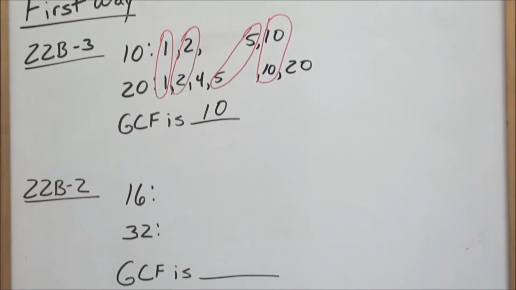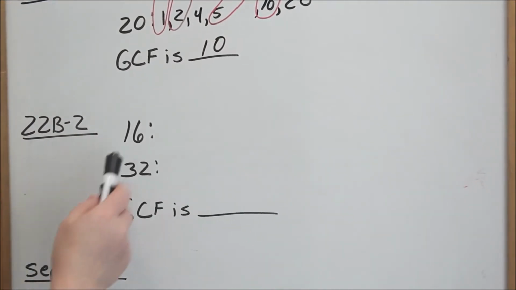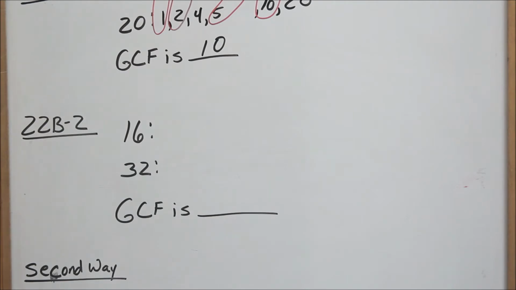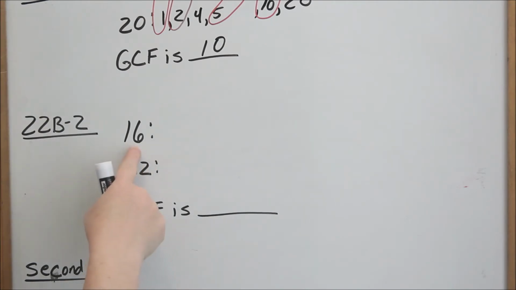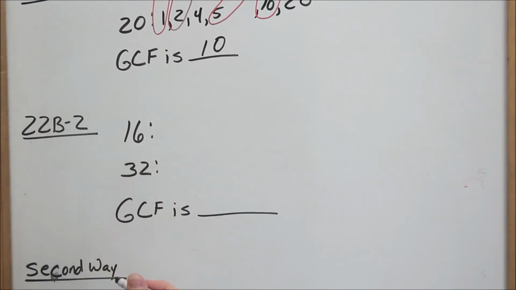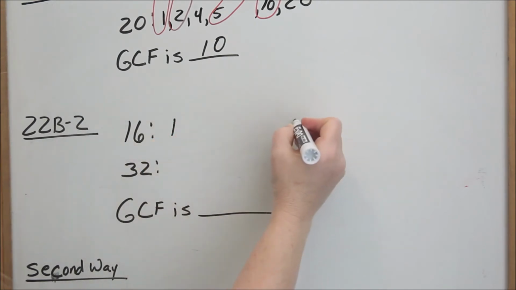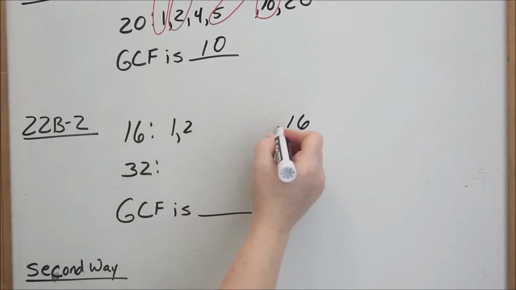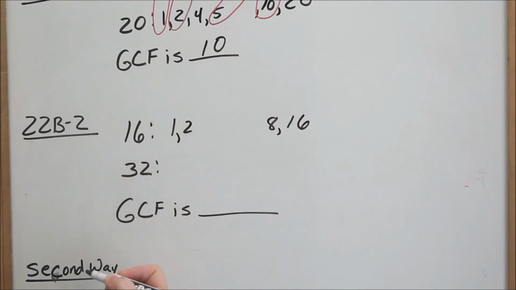Alright, now let's go to 22b number 2, 16 and 32. Again, you still have to show your work, but you can think in your brain, what's the largest number I can reduce them both by. Okay, but we're going to write down the factors. Two numbers multiplied together to give you 16. 1 and 16. 2, yes. 2 and 8. 3, no. 3 times nothing gives you 16.